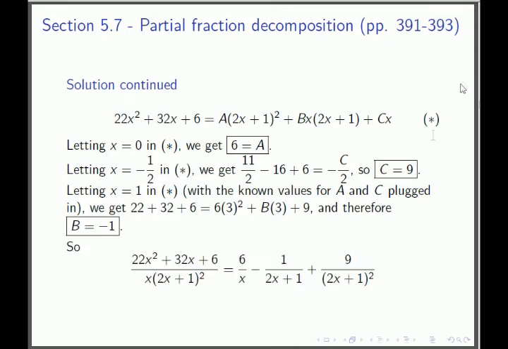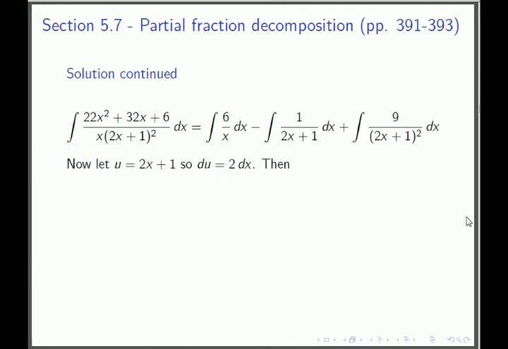Okay, and finally this tells me the partial fraction decomposition for this rational function. I'm just replacing a with 6, b with negative 1, so there's the negative sign coming from the fact that b is negative, and there's the 1, and then c equals 9.